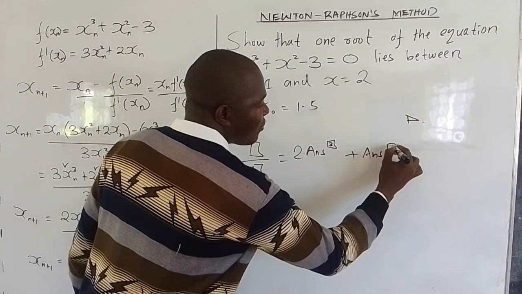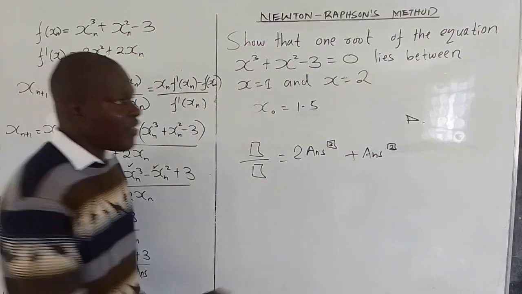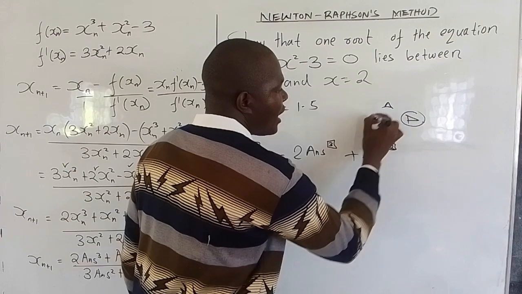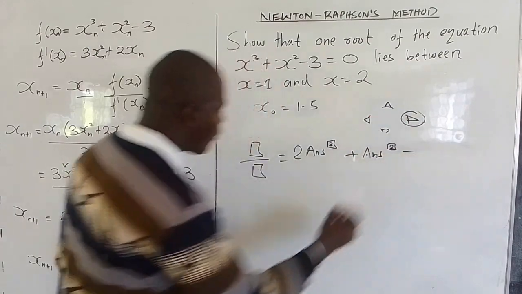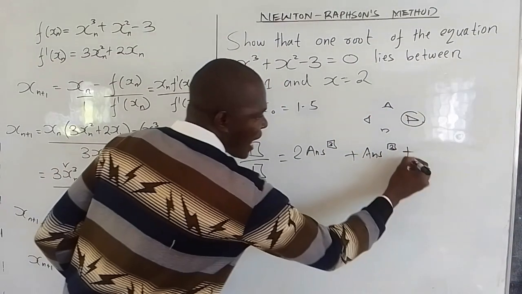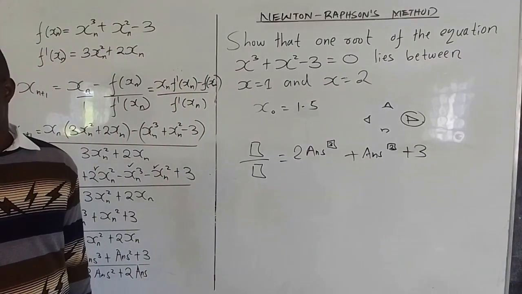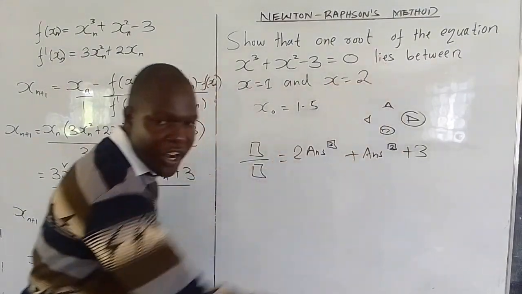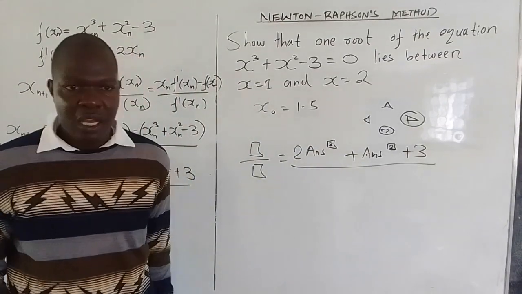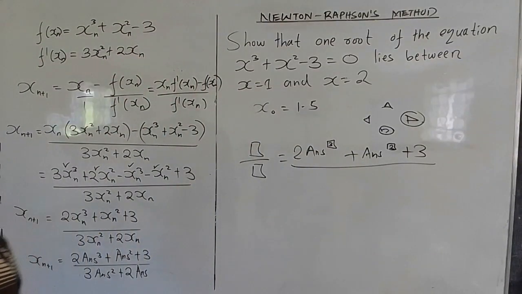You press the key for power, you put your 2 there, then you press the forward button in the replay keys to move forward. Then it is plus 3. You are done with the numerator. Then you press the scroll down button to take you to the denominator. Are we together? Yes. Have you done that?